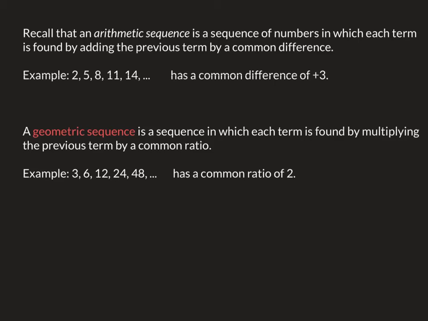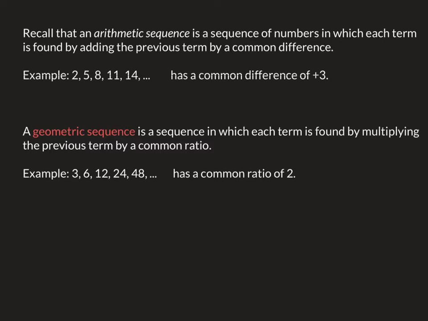Hello. In this video, we're going to be talking about geometric sequences. Before we get into that, we're going to first review what it means to be an arithmetic sequence. An arithmetic sequence is a list of numbers in which each next term is found by adding to the previous term some common difference.